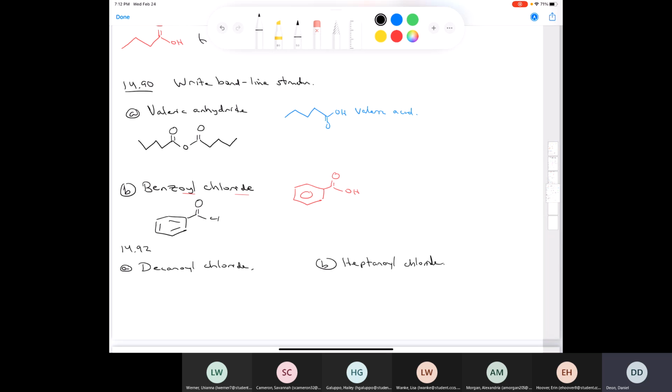The next one is decanoyl chloride. If I had decanoic acid, it would look like this. 1, 2, 3, 4, 5, 6, 7, 8, 9, 10, like that. So for decanoyl chloride, I'm just going to replace the hydroxyl with a chlorine like that. And for heptanoyl chloride, if I have heptanoic acid, it will have 7 carbons. 1, 2, 3, 4, 5, 6, 7. All I do is I replace the hydroxyl with the chlorine, and I get heptanoyl chloride, just like that.